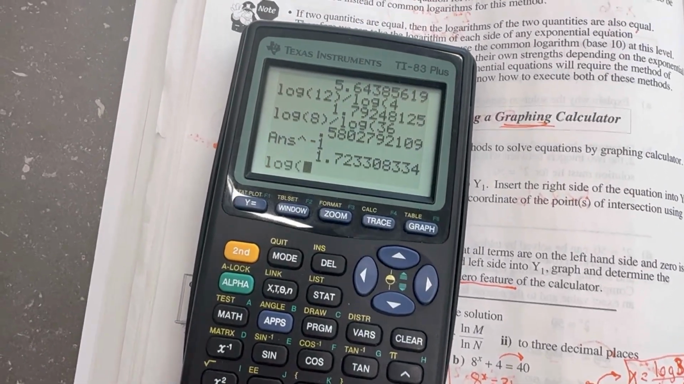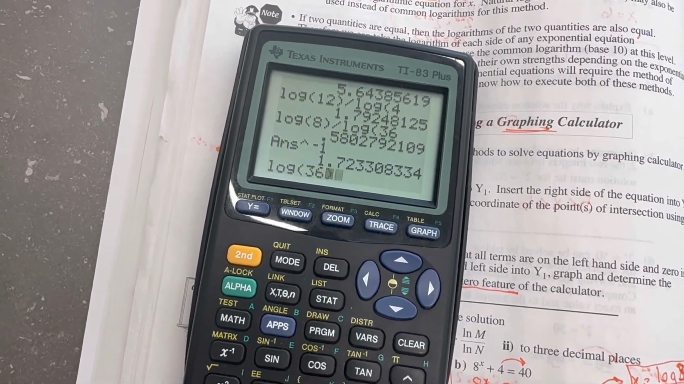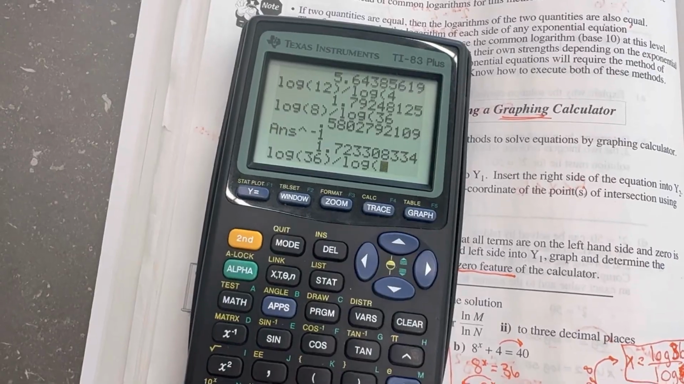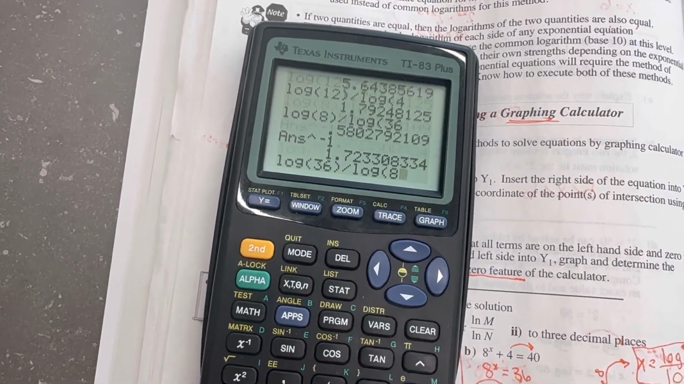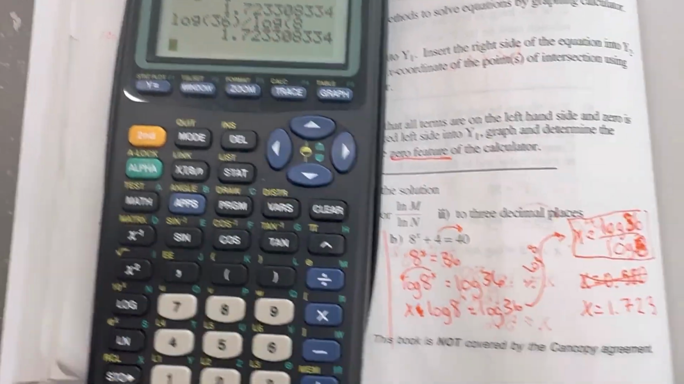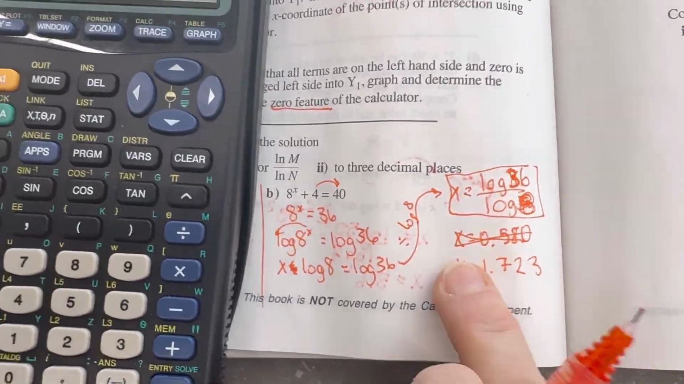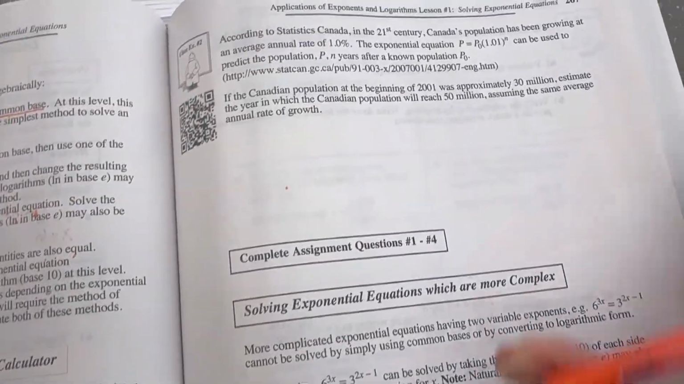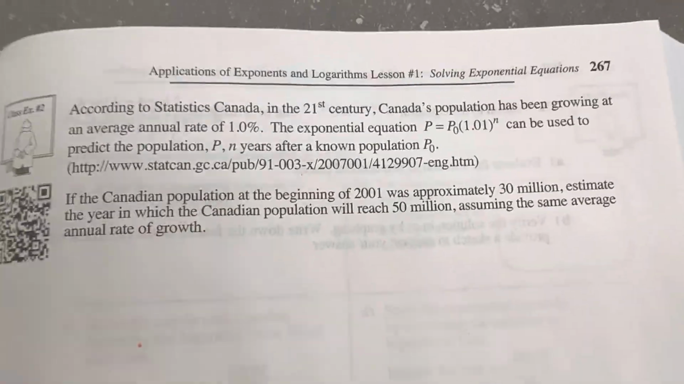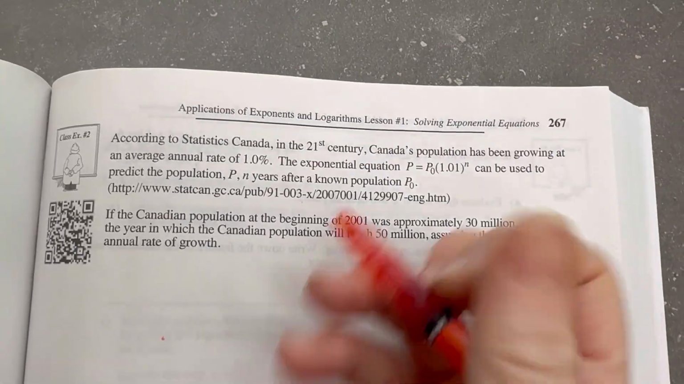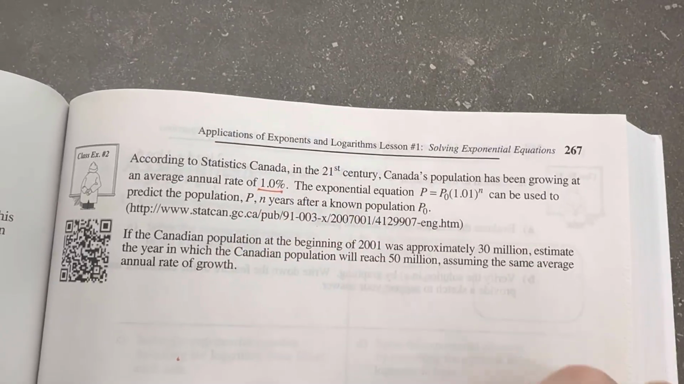And then just to make sure, I'm just gonna do the whole thing again, divided by log 8. There we go, and there's the 1.72. Okay, show your work so you can see your mistakes. All right, now we've got a word problem. According to Stats Canada, in the 21st century, Canada's population has been growing at an average rate of 1%.